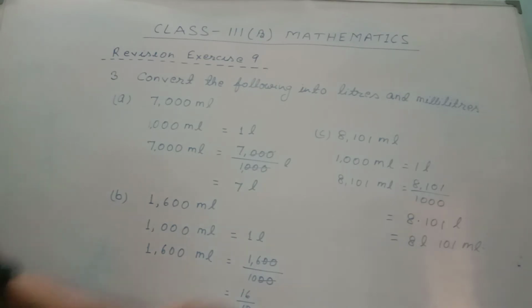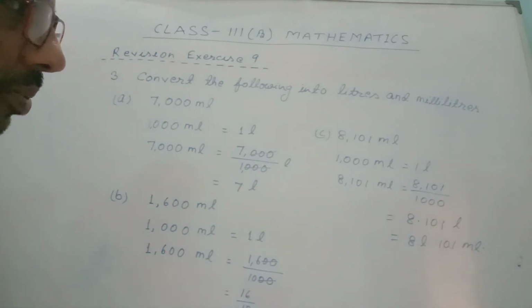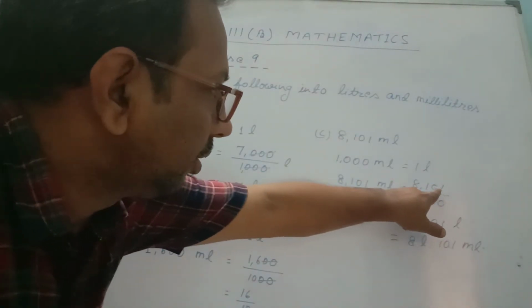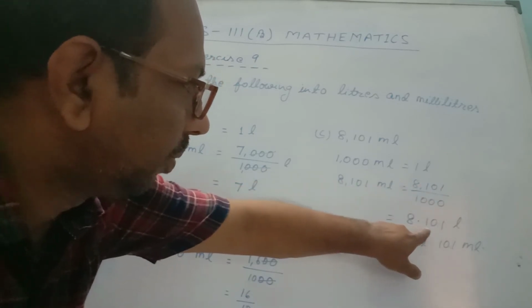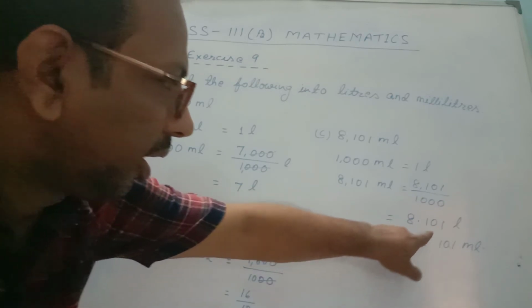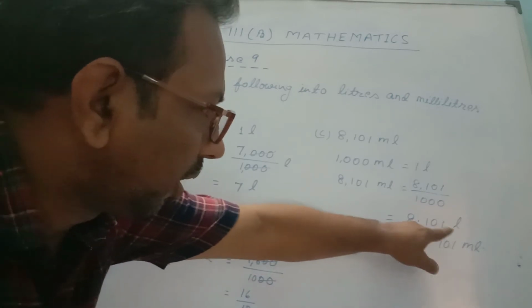In denominator we are seeing there are 3 zeros, so we will keep decimal counting 3 digits from right hand side. 1, 2, 3. After this we will keep decimal here. I wrote 8.101 liter. Before decimal is in liter, and after decimal is in milliliter. So it became 8 liter 101 milliliter.